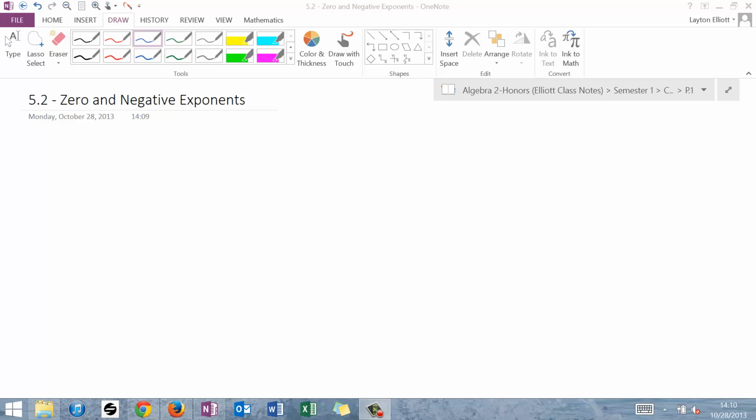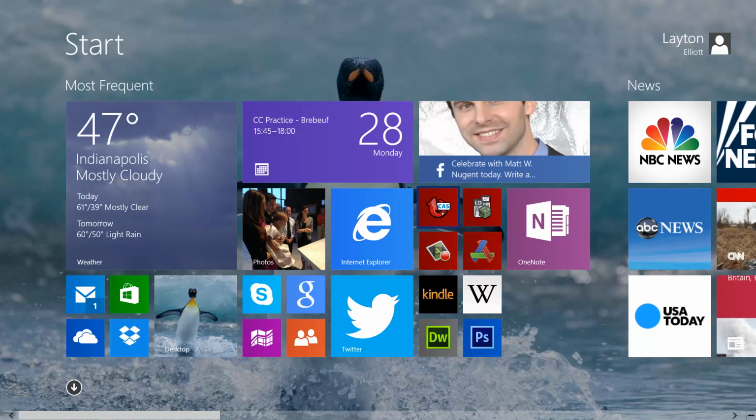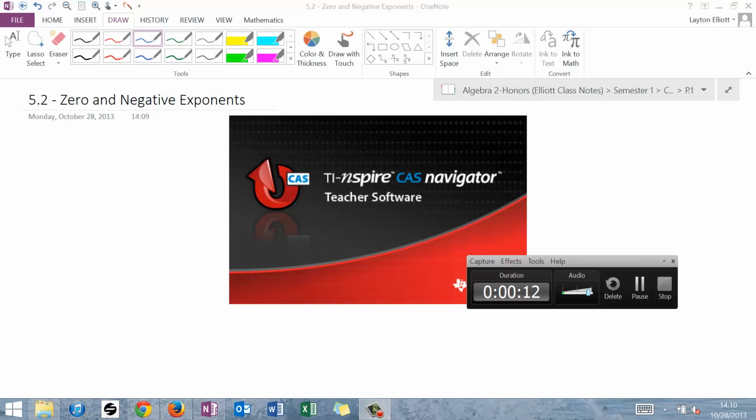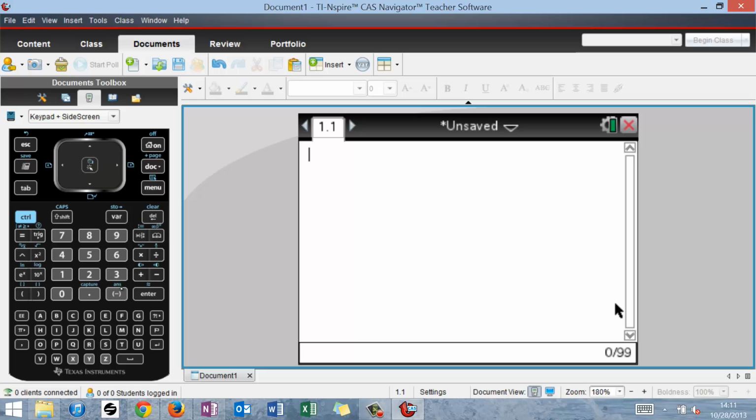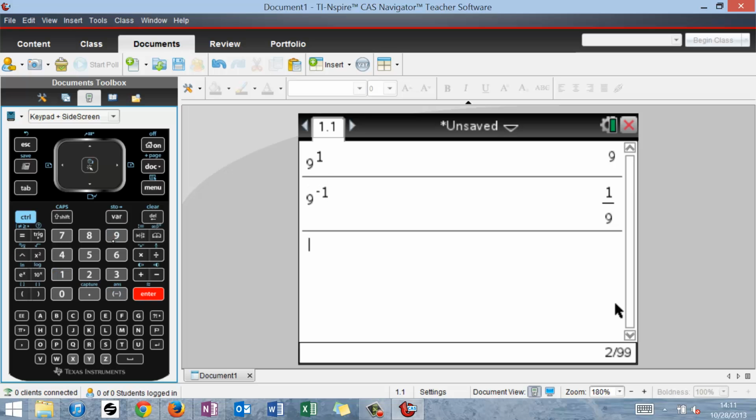Today's lesson has to do with zero exponents and negative exponents and what they mean. One thing I'd like you to do briefly is take out your calculator. I'm going to pause the video while I open up mine. I'm going to type in a few things: 9 to the first power, 9 to the negative first power, and 9 to the 0th power.